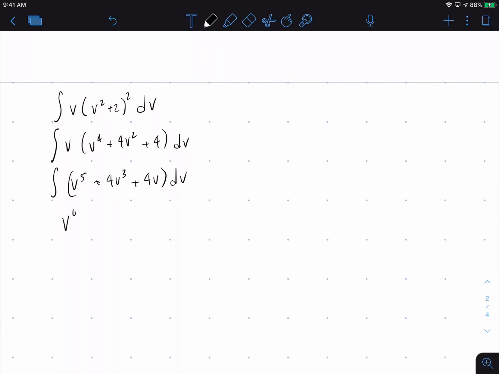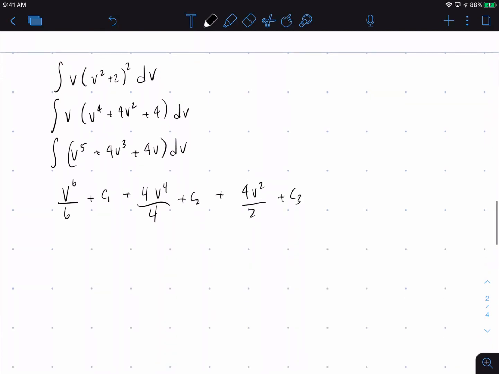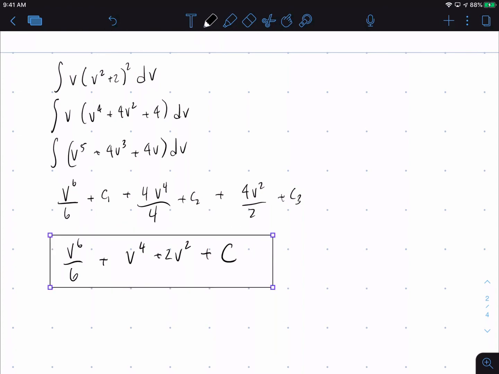So then when we do the power rule, that's going to be v to the 6th over 6 plus c1 plus v to the 4th. So it's 4 over 4 plus some c2, some new constant there, and then 4v squared over 2 plus some new constant there. Now what ends up happening with that is I'm going to get v to the 6th over 6 plus v to the 4th plus 2v squared plus some new constant. And there is my solution for that one.